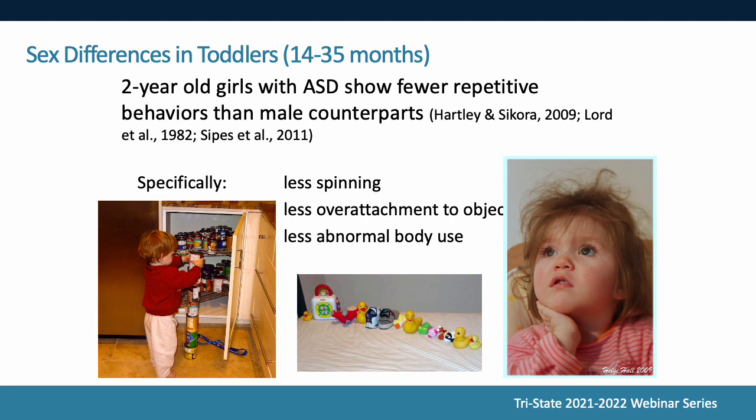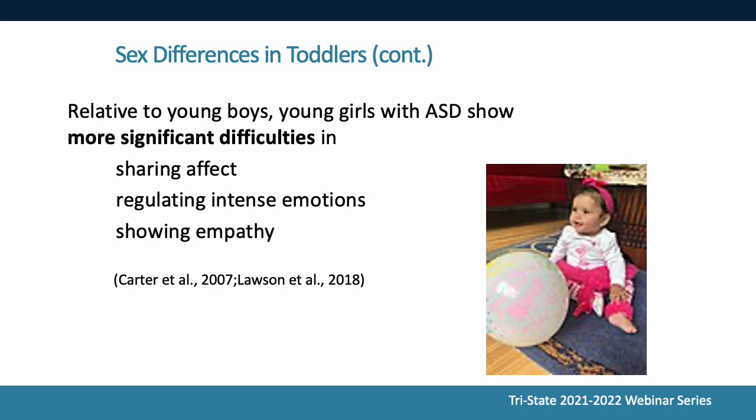During the toddler years, 2-year-old girls are likely to show fewer repetitive behaviors, both with objects and with their bodies, than their male counterparts. So you'll have less spinning of objects, less carrying around of objects, and less unusual body use. Relative to young boys, young girls are more likely to show significant difficulties in how they manage emotion. And in the school years, and even in adolescence and beyond, females with autism report emotional regulation as one of their greatest areas of need for intervention.